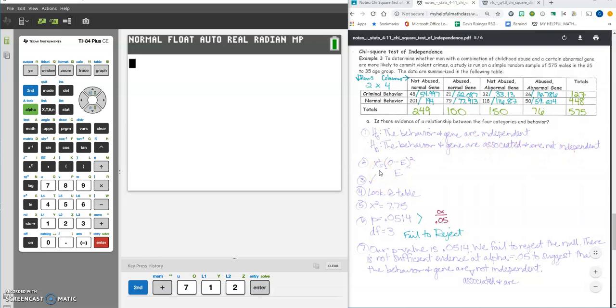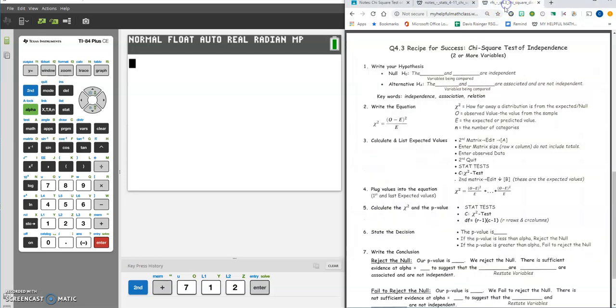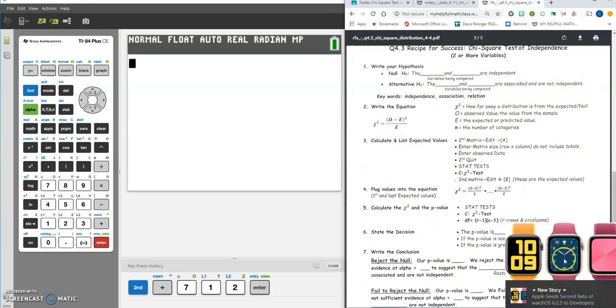Now, when we do our step 2, as required, I ask you to write out the formulas. So we have x squared equals the observed minus the expected, squared, that's in parentheses, divided by your expected value. Now, step 3 has a check because it says you're going to calculate and list the expected values. So if we take a look at our recipe card, we're right here at step number 3.